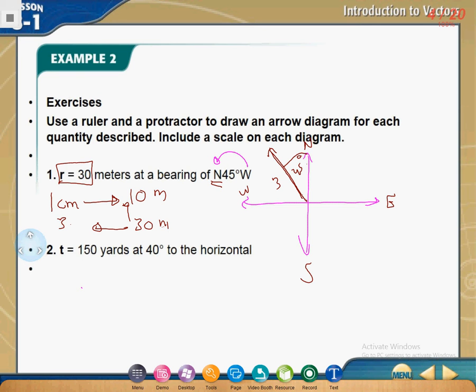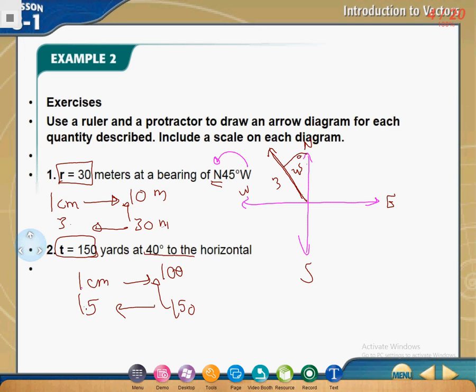Let's start with the second one. T equals 150 yards. Oh, this is a huge number. Of course, we need a scale before we continue. So each 1 centimeter, what do you want to represent? What if you choose for each 100 meters, 1 centimeter? Again, this is optional, whatever you want to choose. But what if I have 150? 150 divided by 100, the answer will be 1.5. So which one is easier, representing 150 or 1.5? Yes, of course, 1.5.